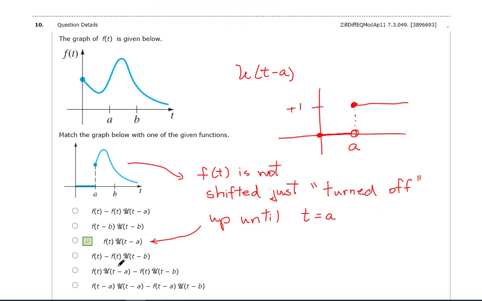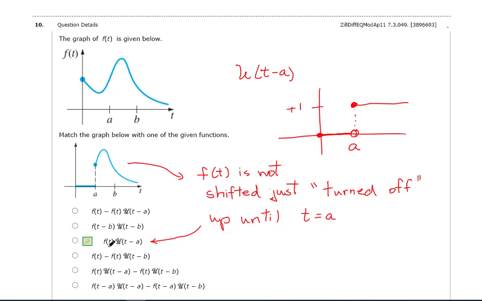And in question 10, we are given this particular function. U of t minus a, remember, is 0 up until a and then 1 thereafter. So the question is, looking at my f of t and looking at here, what happened? Well, the function has not been shifted anywhere. This point didn't get moved over. What happened is it got chopped off or zeroed out.